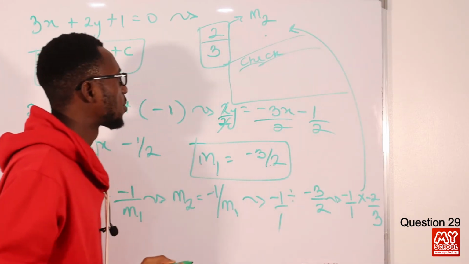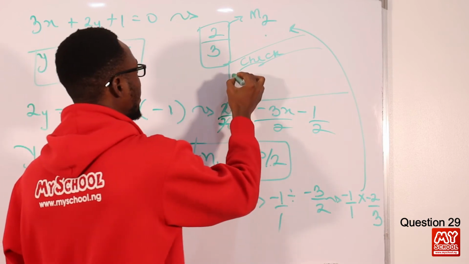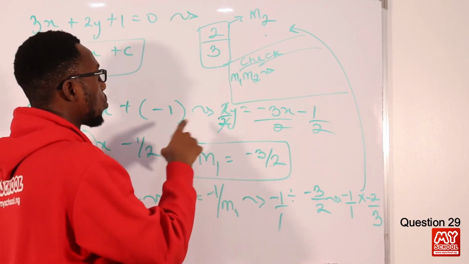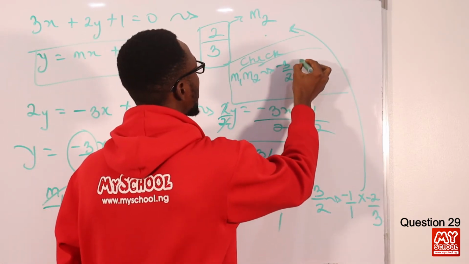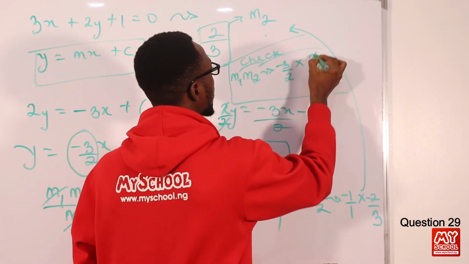I think this solving looks like a map, a treasure map. Okay, so I should have this m1, m2. Let's see if it will give me minus 1. So what is my m1 again? It's minus 3 over 2 times m2, 2 over 3, right?